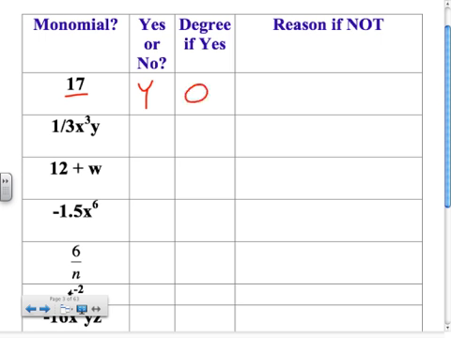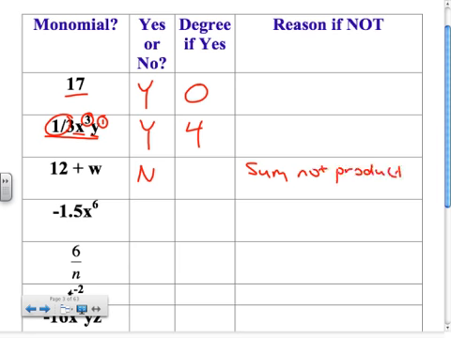Monomial? Yes, it's a product of 1/3 x and y, and the degree, well, the exponent here is 3, the hidden exponent there is 1, 3 plus 1 is 4. Monomial? No. Why? It's the sum, not the product. Remember, a monomial is the product, not the sum. Questions on this table, just bring them to class tomorrow. You have the rest of them that you can work through on your own, but I think that's pretty straightforward, and hopefully you're good to go there now.